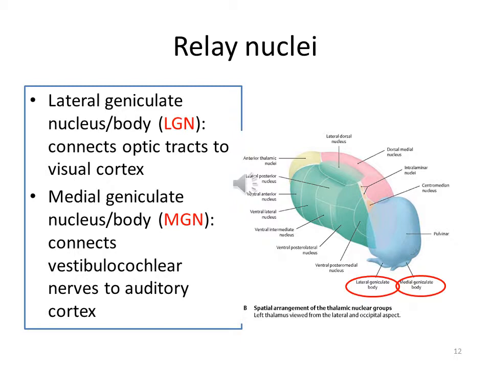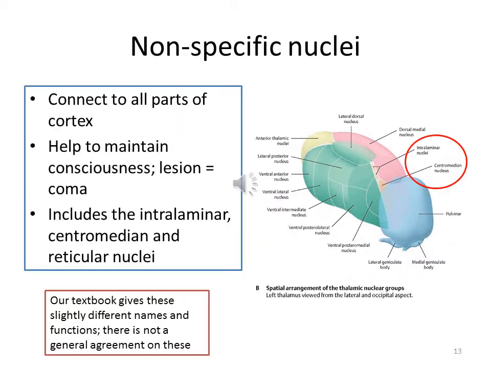So all of the relay nuclei that we've learned so far are taking some kind of sensation or motor function and projecting to a specific part of the cortex. You should be able to state which part of the cortex each of these relay nuclei sends action potentials to.